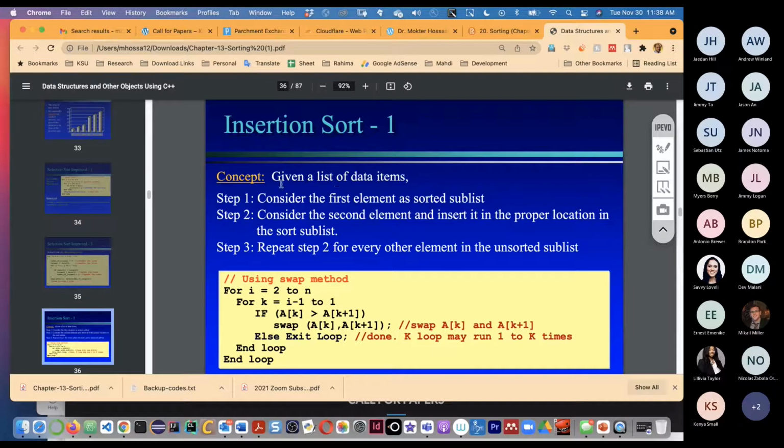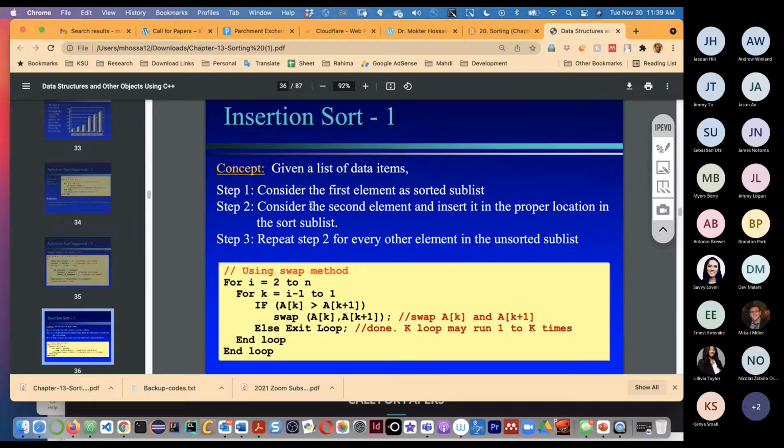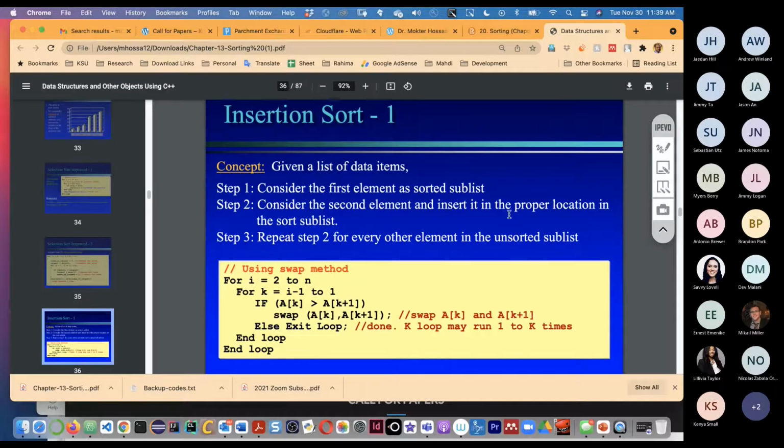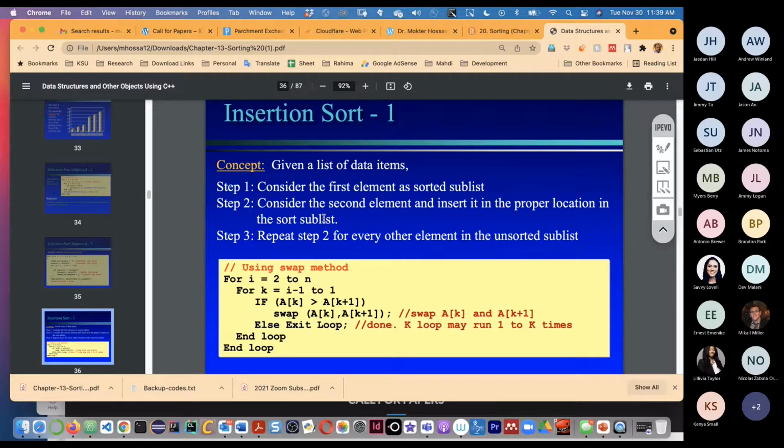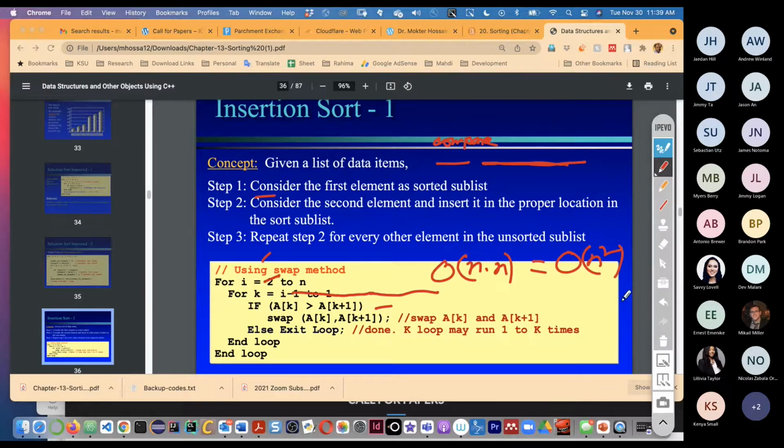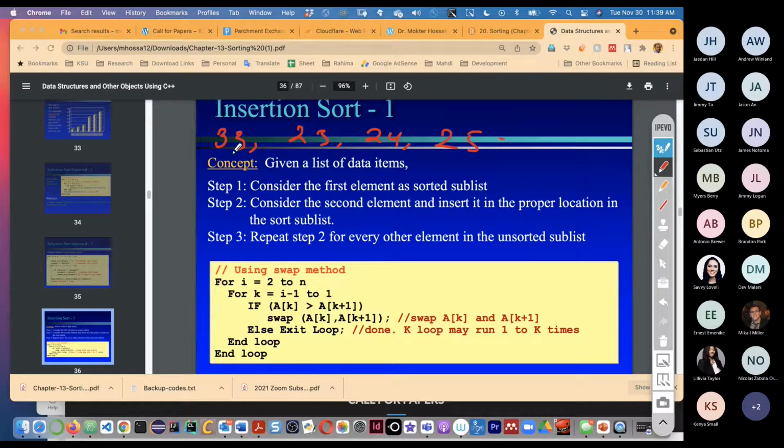The insertion sort algorithm works on a given list of data items. Say we are sorting in ascending order. Consider the first element as a sorted sublist. We think that the first element is already sorted. Then consider the second element and insert it in its proper location in the sorted sublist. For instance, if you are given a data set like 23, 24, 33, 25, the first one we do not interrupt. We already think it is sorted, and we go to the second element.